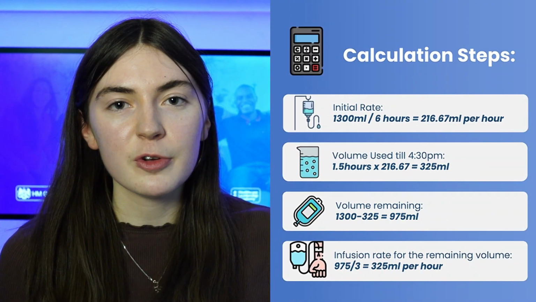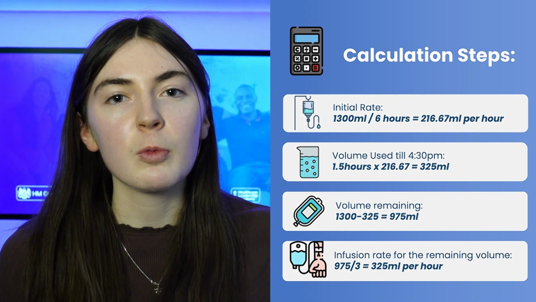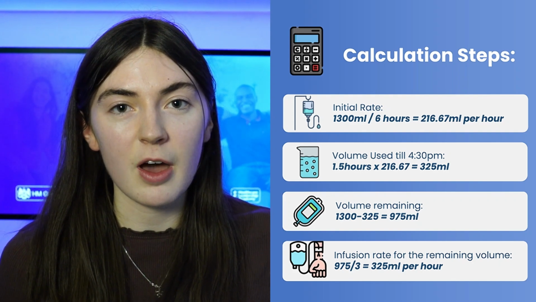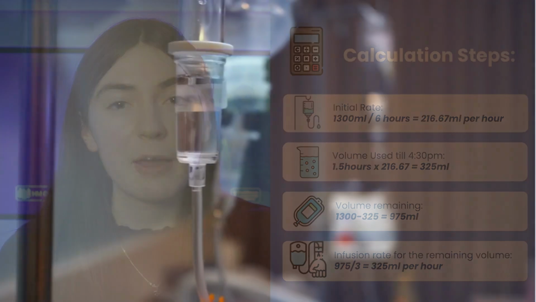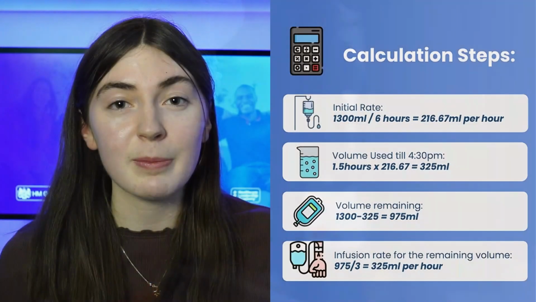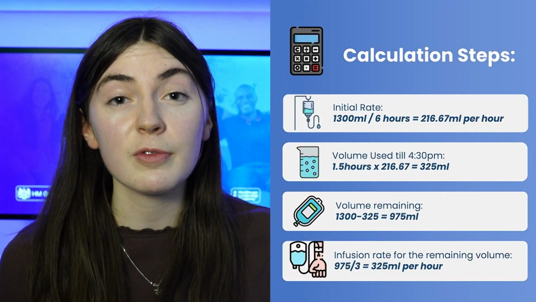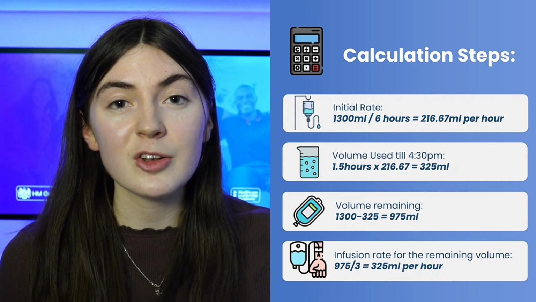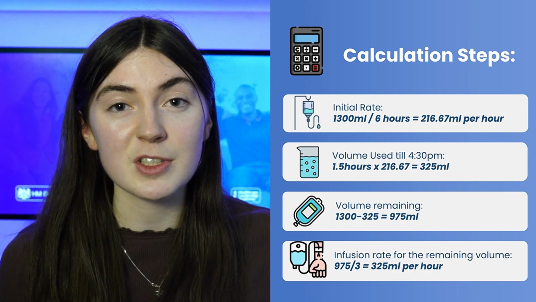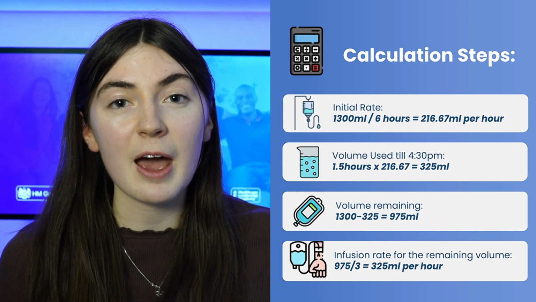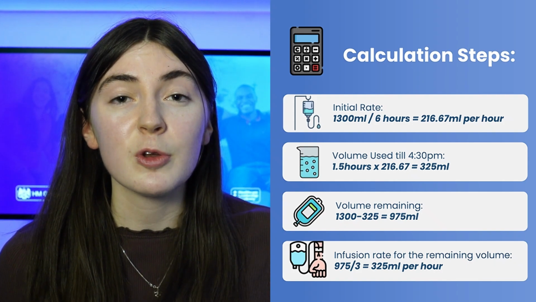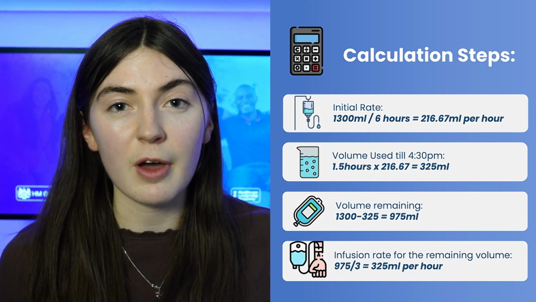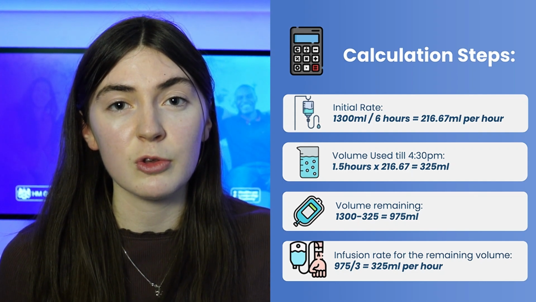Because we've used a quarter of the time, we then want to do 1,300 divided by 4 to equal 325. Now we need to give the leftover solution, so we need to work out how many mils are still left over to give. So 1,300 minus 325 to equal 975 millilitres left over to give. And now we've got 3 hours left over to give this for, so we do 975 divided by 3 to equal 325 mils per hour is the new rate.